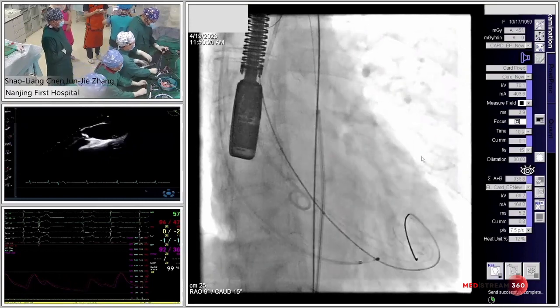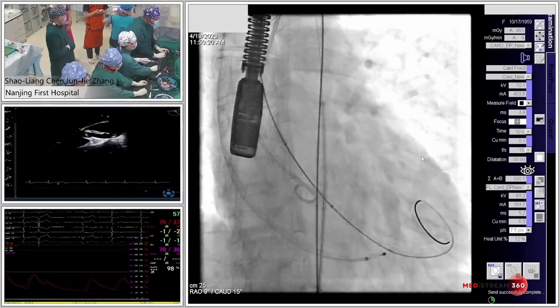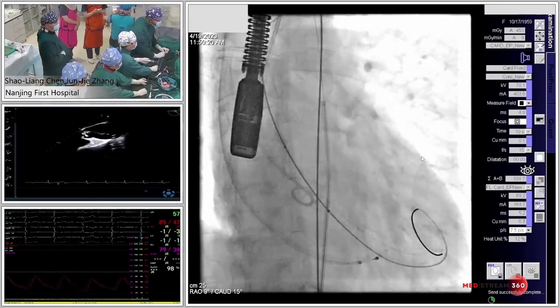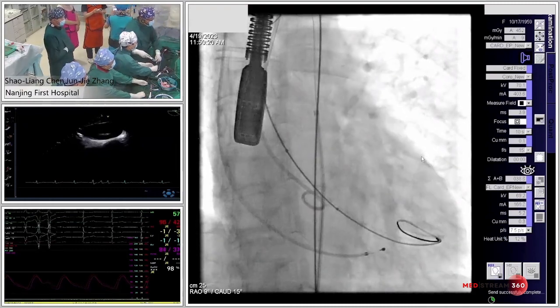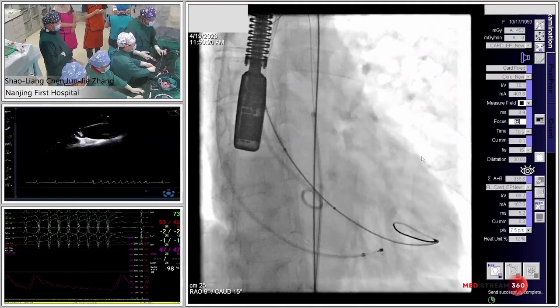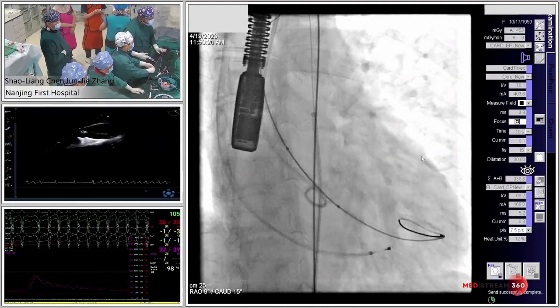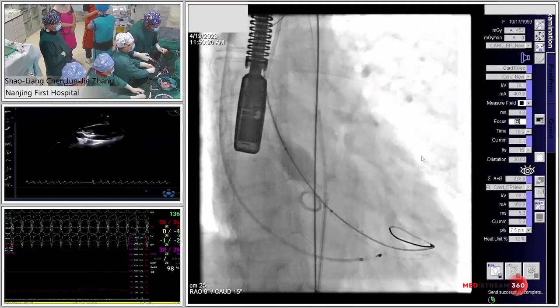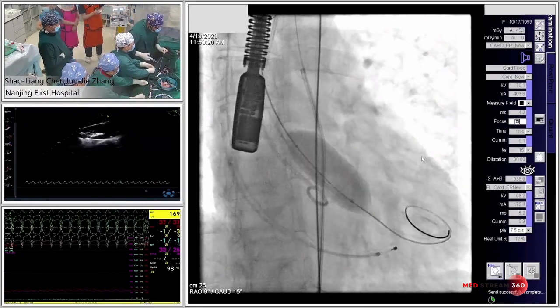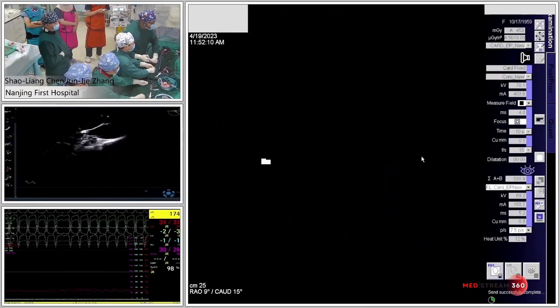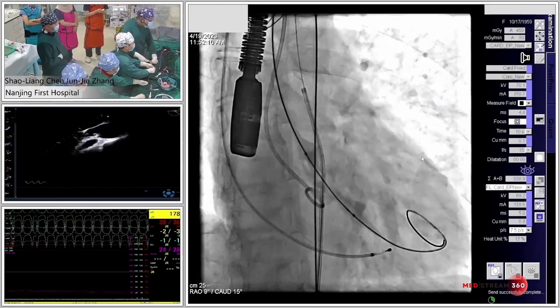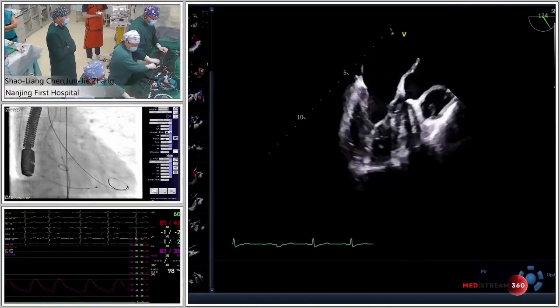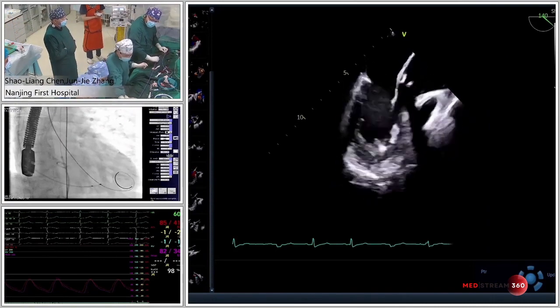Okay, rapid pacing. Pacing on. So now the pacing rate is 180. Okay, this is the 20 balloon. Very good. Now we will quickly insert to the valve.